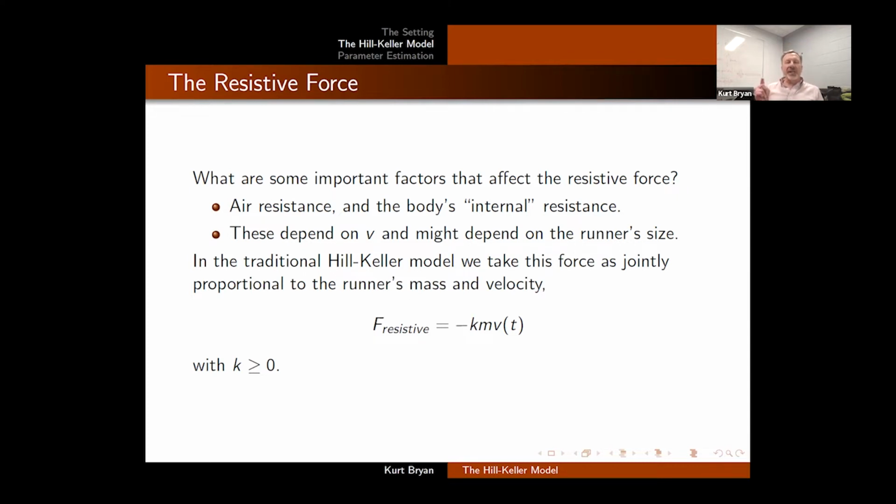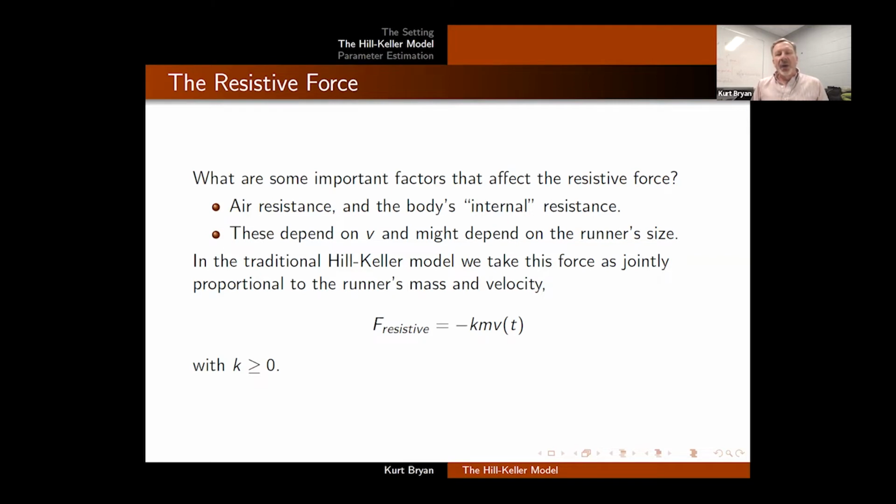The resistive force is proportional to V of t, the runner's velocity down the track, and the mass of the runner. The idea here is that in the Hill-Keller model, the resistance is thought of as an internal resistance of the body to motion. So a runner who's twice as big has joints that are twice as big, twice as much internal resistance to motion. That's the rationale behind it. And then there's a constant of proportionality there, and the minus sign there. So K is a non-negative constant, and I put an explicit minus there because it's supposed to be a resistive force.